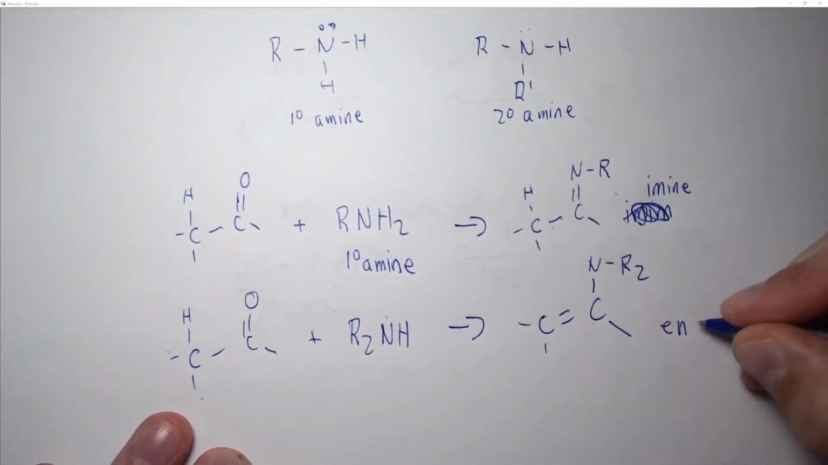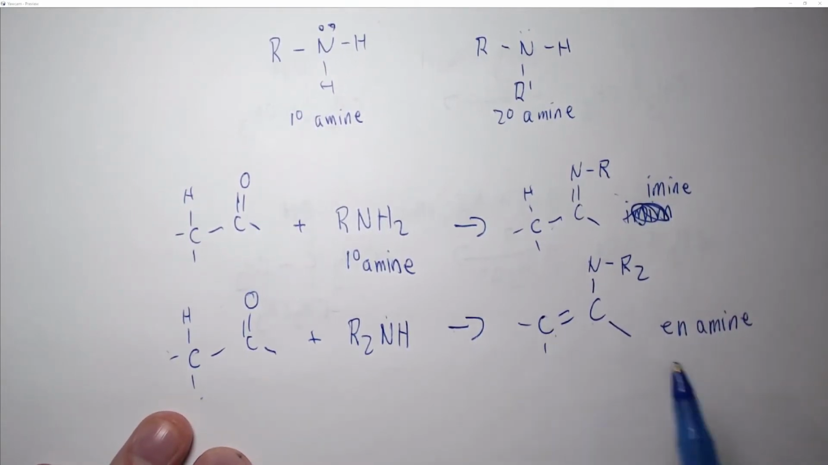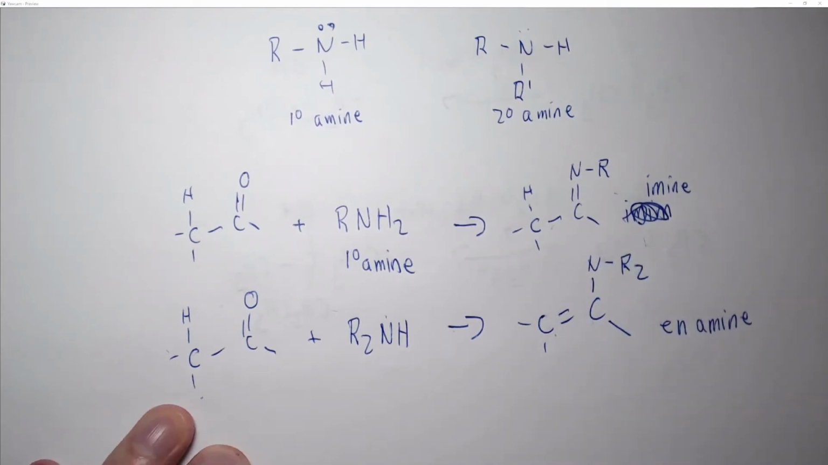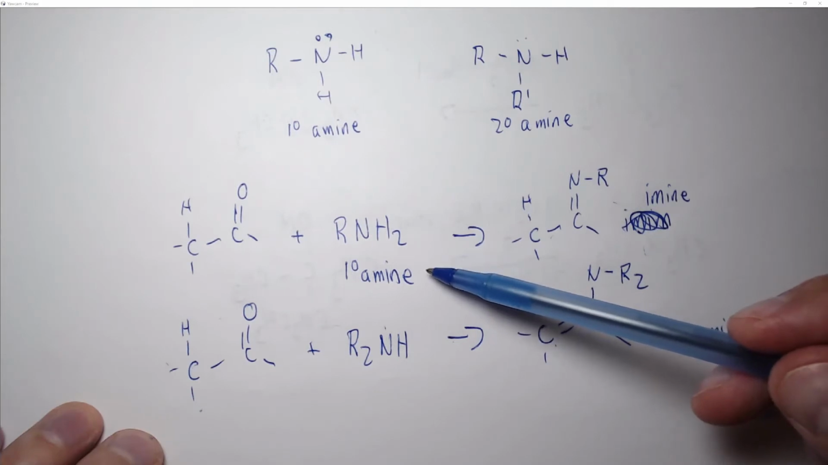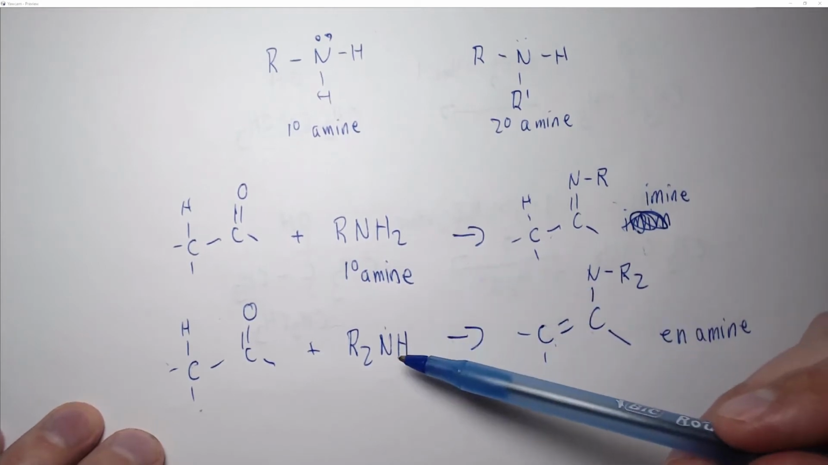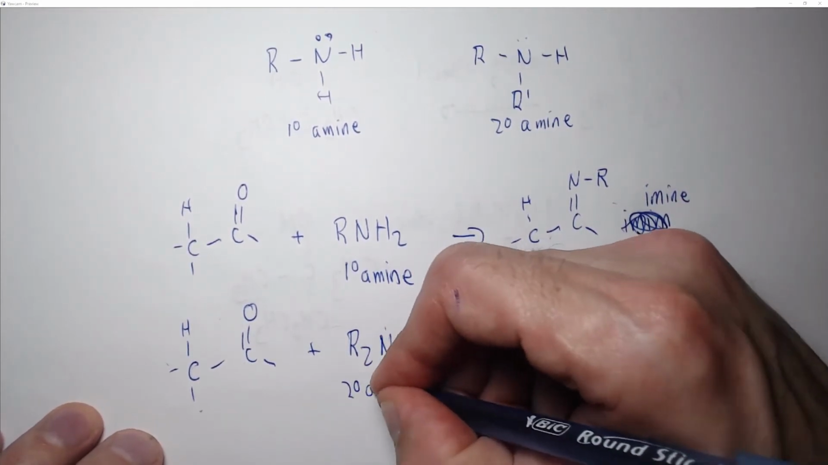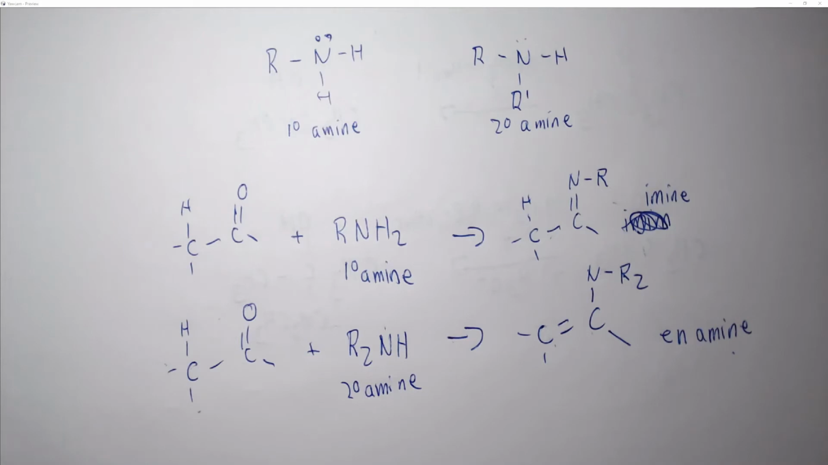This is called an enamine. En for alkene, amine for amine. So this is an enamine. Take-home message. When we add primary amines, we make imines. When we add secondary amines, we make enamines. Now what I'd like to do next is look at the two different mechanisms for this reaction, and then we'll do a couple of examples where we decide whether we're going to make an imine or an enamine.